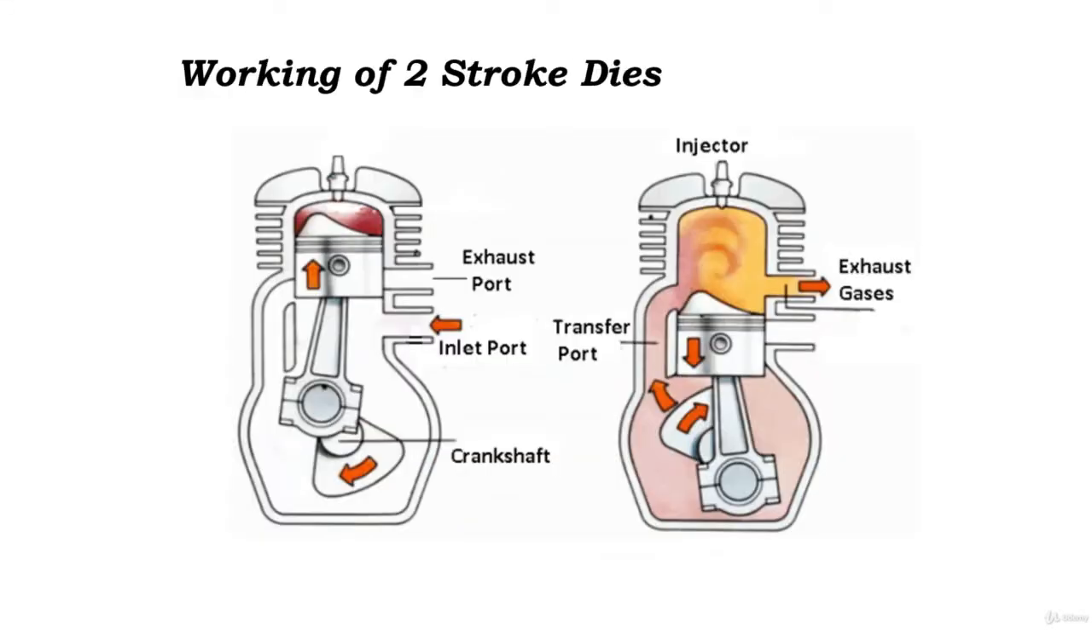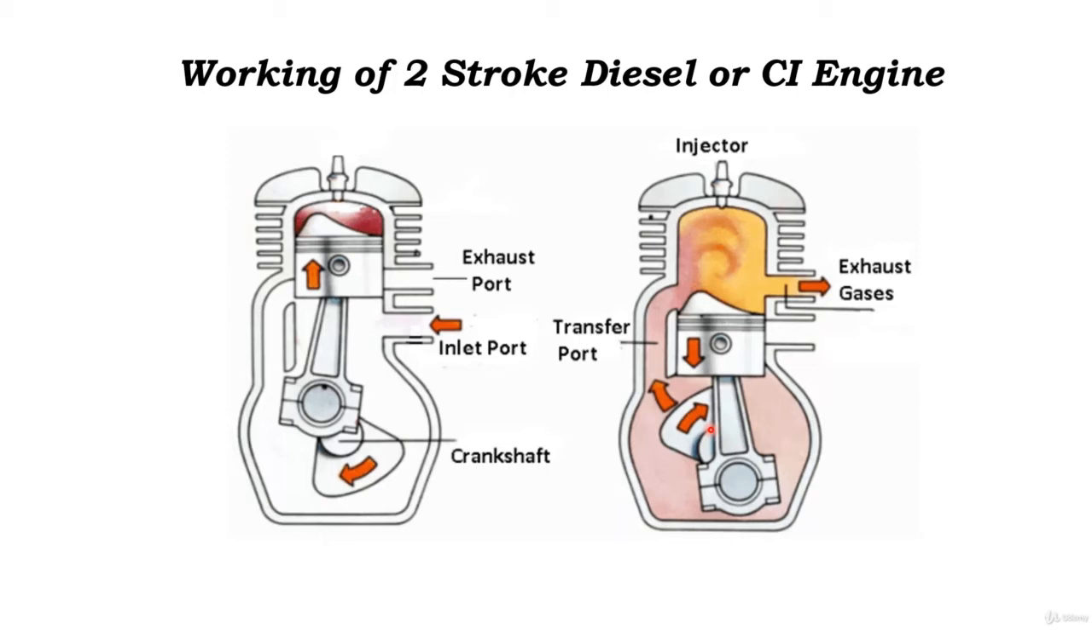Now let us understand the working principle of the two-stroke diesel or CI engine. To understand this, we will refer to both the figures so that it will be clear for understanding the principle of working. Now similar to the two-stroke SI engine, there are 4 operations to be carried out in two strokes of the piston or in 1 revolution of the crank.